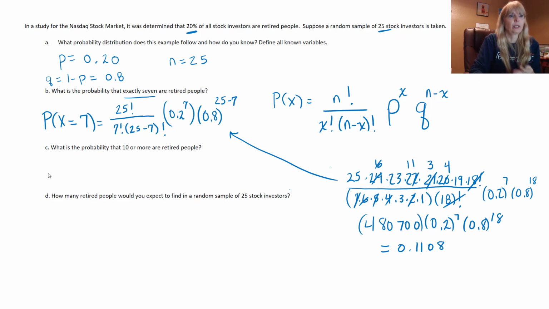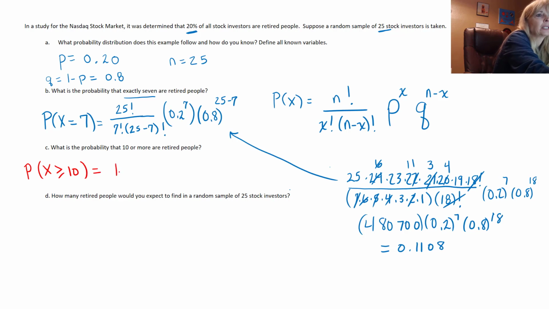All right, so I'm not going to redo the formula for all these. You could practice and do the next one. But basically what I'm doing is, I'm getting a different color so you can see it, I'm looking at how to read these, and it says, what is the probability that 10 or more are retired? So the probability 10 or more would be the same as 1 minus the probability less than 10.